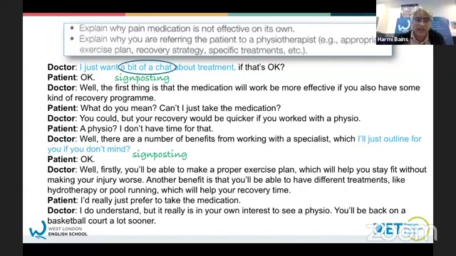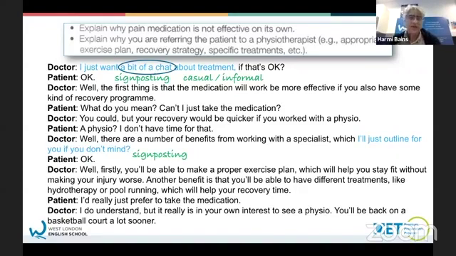I just want a bit of a chat about treatment. You can see how informal this is. You don't want to be too formal. Remember, you don't want to intimidate the patient. You want them to relax. So it's like I said, it's almost the opposite of your writing. In your writing, you're trying to be formal and professional.